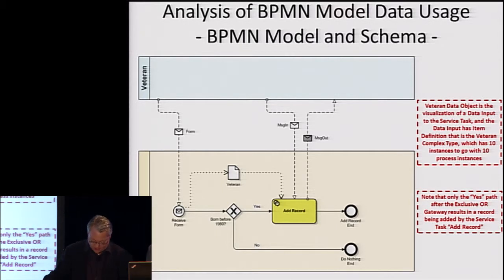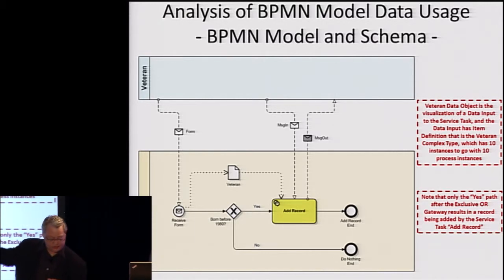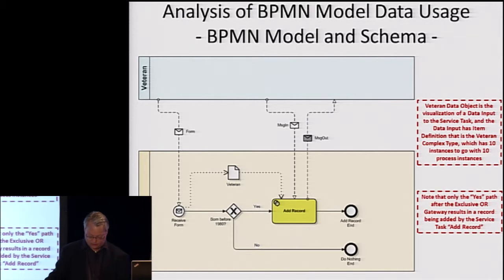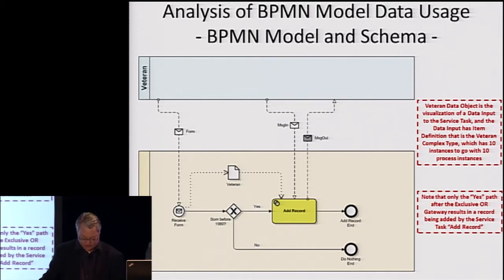So a BPMN model data that includes item definition can now support assessments of data usage from the perspective of the related elements of the model itself, especially when represented in ontological form. Here the concept of veteran, and you see veteran represented as the data object here, or at least visualized that way, is present in the data object, and it has been defined via data item definition, and it refers to a complex schema type with certain elements, all of which are defined in a namespace.